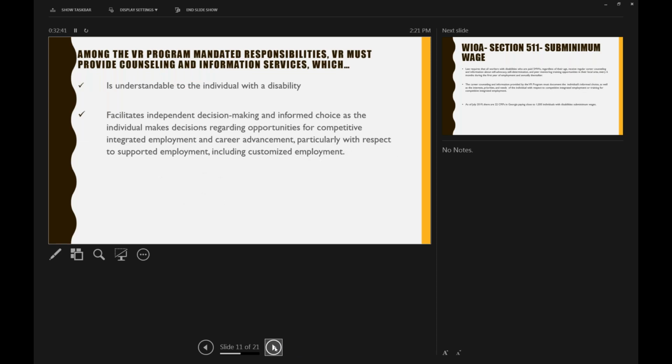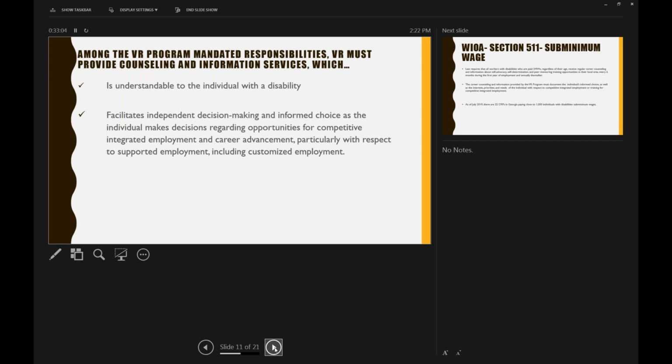Among the VR program's mandated responsibilities, it is also written into law that the information and the counseling that the vocational rehab professional provides is understandable to the individual with a disability. It has to meet them where they are.